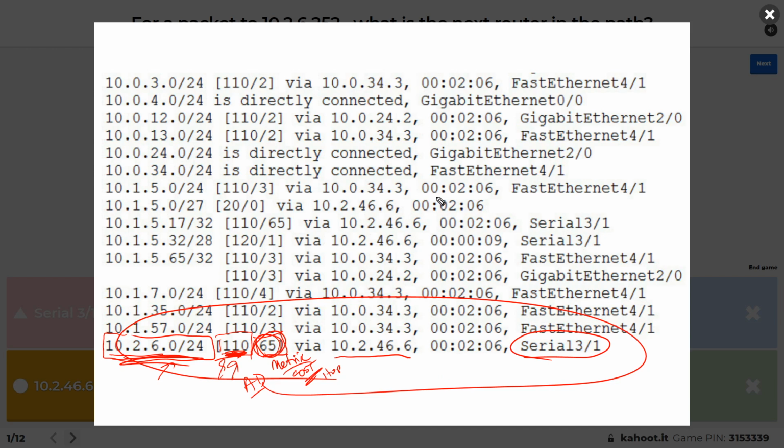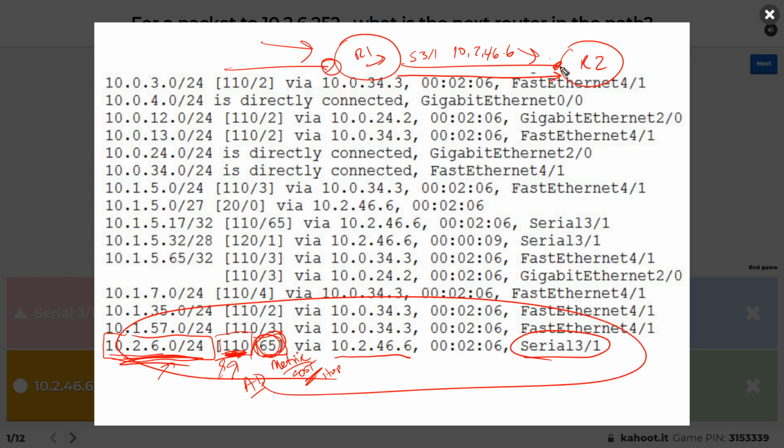So if you're a visual learner, like I am, it would look like this. We'd have a router. It would have an interface, serial 3/1, right there. A packet's coming in some other interface, we don't know, and it looks at a routing decision. It says, boom, I'm going to send it out serial 3/1, and the next hop address is going to be 10.2.46.6. If this is router 1, this is going to be router 2 right there. R2 would grab that packet, make a forwarding decision based on its routing table, and it would continue to forward along the network.